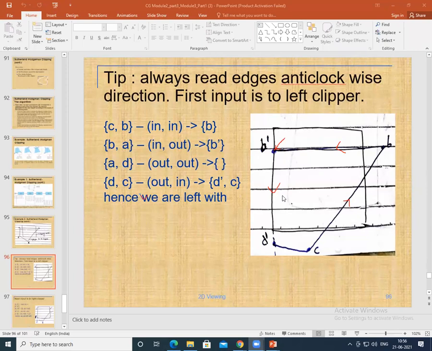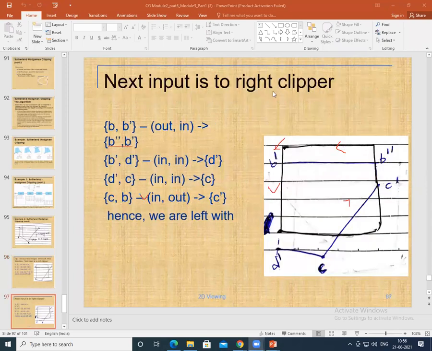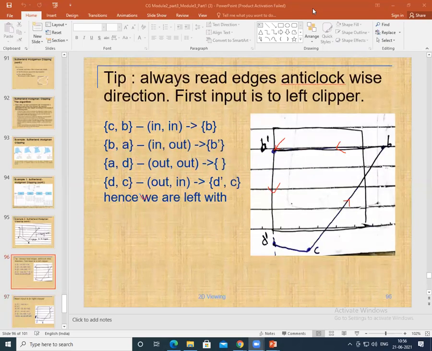Now you have the left clipper done. Let me take the right clipper. To this diagram, you have to take a right clipper. All of you try to understand. To the right clipper, what do you have? D bar C, CB, B B bar, B bar D bar. Now analyze these edges with respect to the individual vertices with respect to the right clipper.